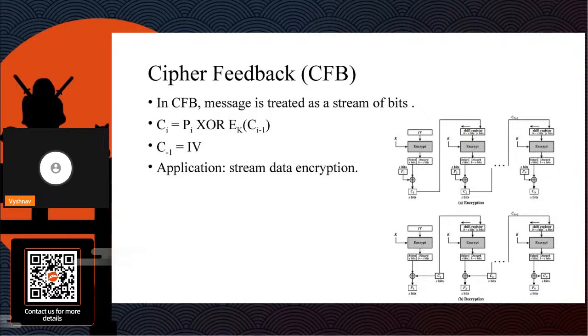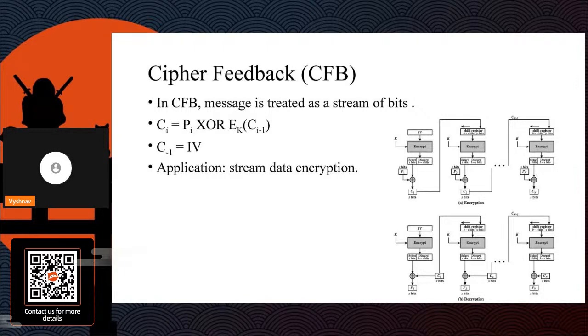In cipher feedback, the message is treated as a stream of bits. If we need to operate on smaller units like real-time data, we have to convert a block cipher into a stream cipher. We can do that using three modes: cipher feedback, output feedback, and counter mode.